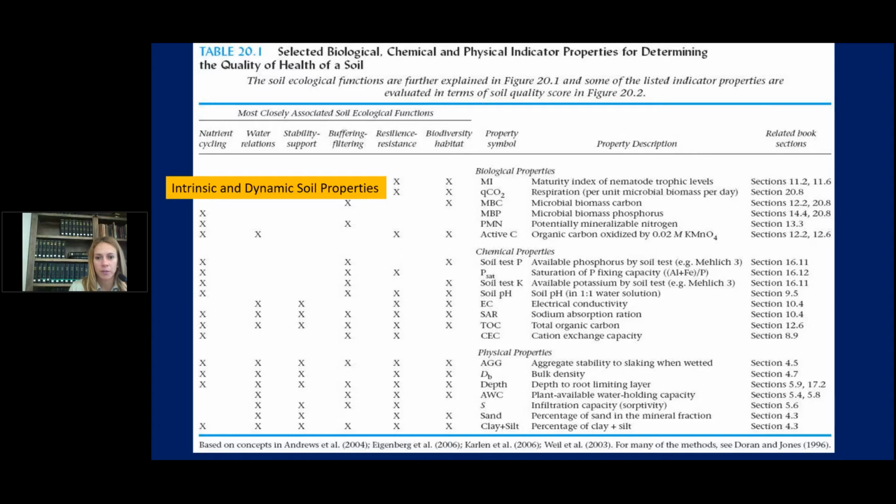And as you can tell, some of these properties are intrinsic, or in other words, you cannot change the characteristic of the soil. For instance, texture, you don't change soil texture. Soil texture is not affected by management. But some, what I'm calling dynamic soil properties, are affected by management.